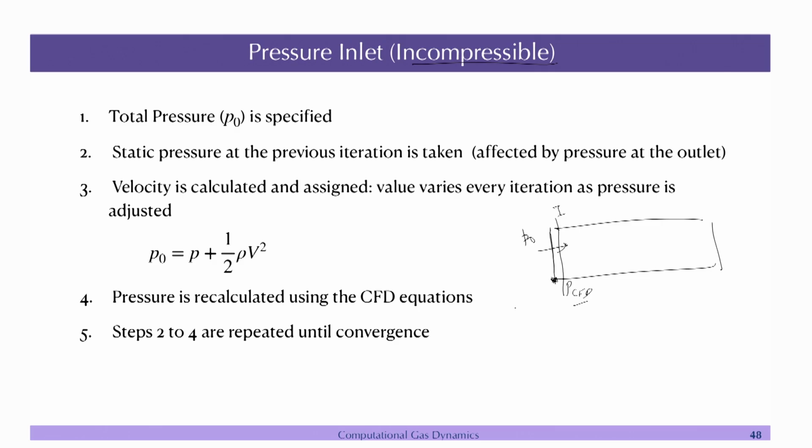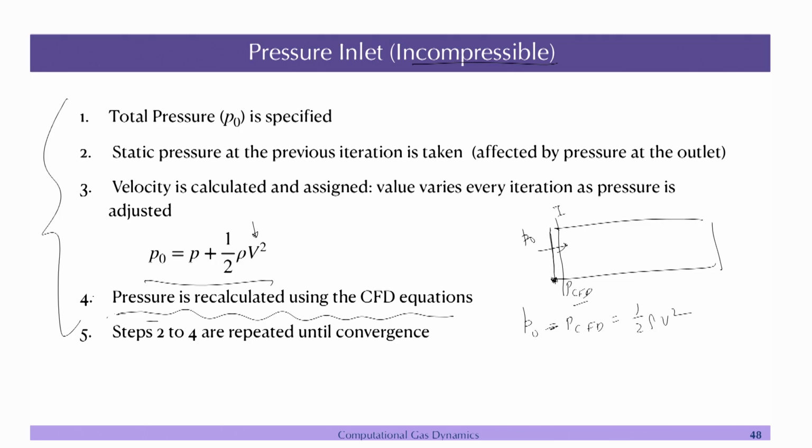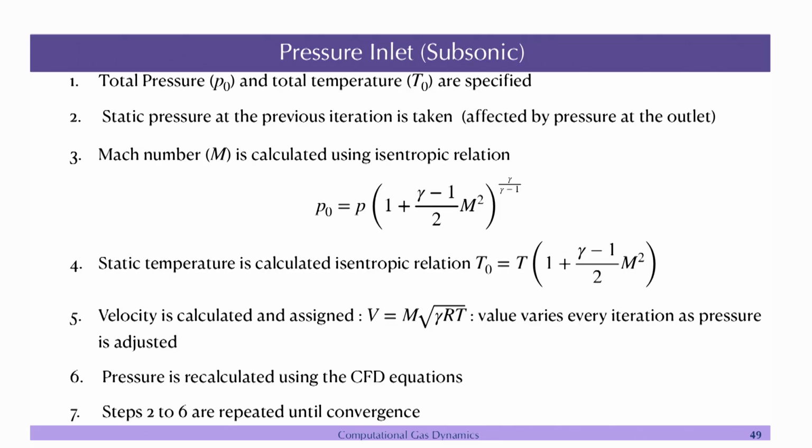So, from this, P0 minus P_CFD will be half rho u squared, or rho v squared. From this you calculate the velocity v, and then you recalculate the pressure using the CFD equations, you can iterate, and you keep on doing like this. Density does not matter, it is an incompressible flow, you can choose anything.